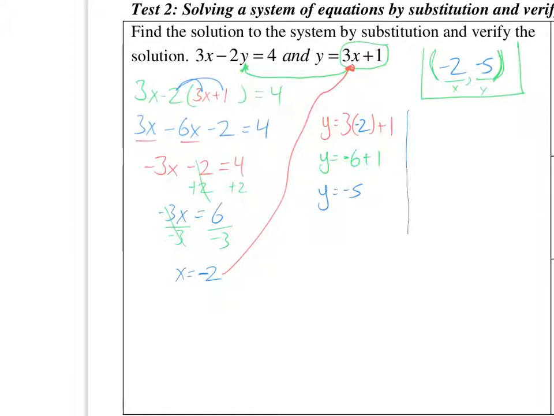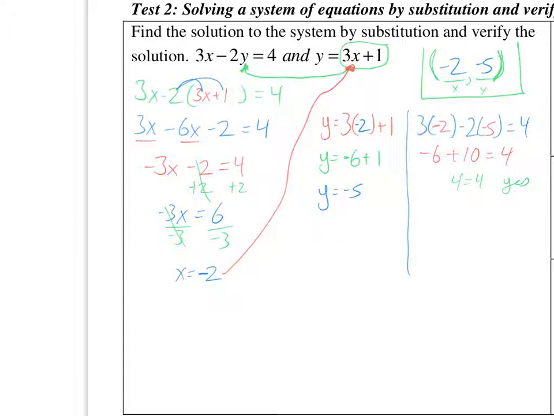I'm going to plug it into the first one. That's 3x minus 2 times y equals 4. Again, x is negative 2, and y is negative 5. So I took this equation right here, and I plugged x right here, y right here, and is that true? Well, that's negative 6 plus 10. Does negative 6 plus 10 equal 4? Yes, it does.